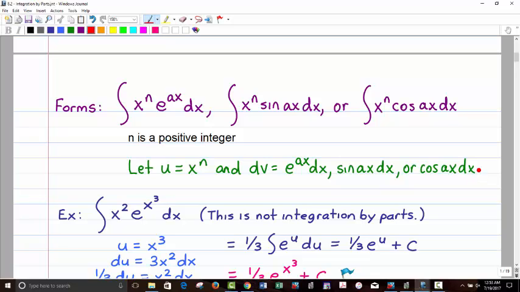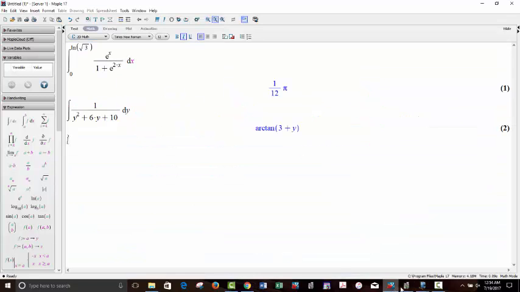Now, this is if you have x to the n, and n has to be a positive integer. So you could not integrate like the square root of x times e to the 2x. One thing you have to realize in mathematics is not every function can be integrated. Now, any question that you are asked on an exam can be integrated. There's not a process where the answer is none of the above because you can't integrate it. But in theory, you can't automatically integrate every function.